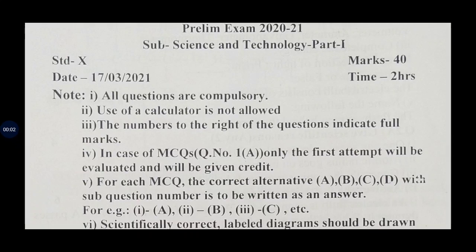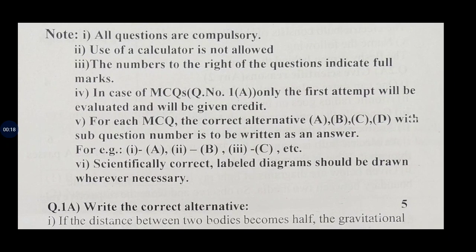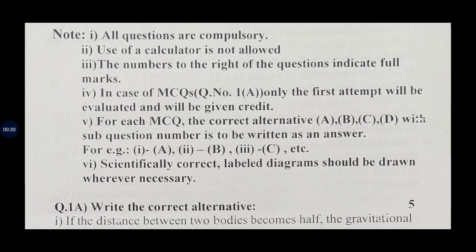Hello students, today we discuss the prelim examination question paper 2020-21 Science and Technology Part 1. First of all, students, read these notes carefully. All questions are compulsory. Use of a calculator is not allowed. The numbers to the right of the questions indicate full marks.